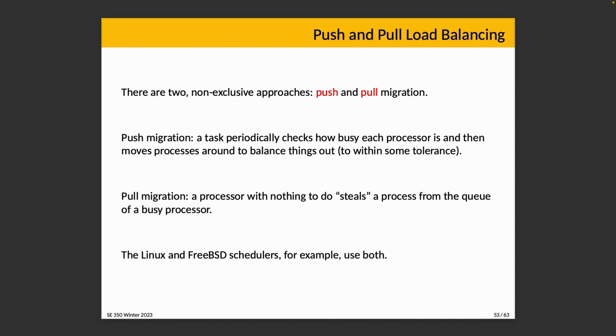Push migration says, well, a task run by the operating system periodically checks how busy each processor is and then moves processes around to balance things out, which is within some tolerance, right? It's never going to be completely even, and we're never entirely sure how long processes are going to take, but if we can see there's a queue here and there's nothing there, well, we know what to do. Pull migration, on the other hand, is when a processor with nothing to do steals, and I say steals in quotation marks, a process from the queue of a processor that is otherwise busy. And the Linux and FreeBSD schedulers use both.